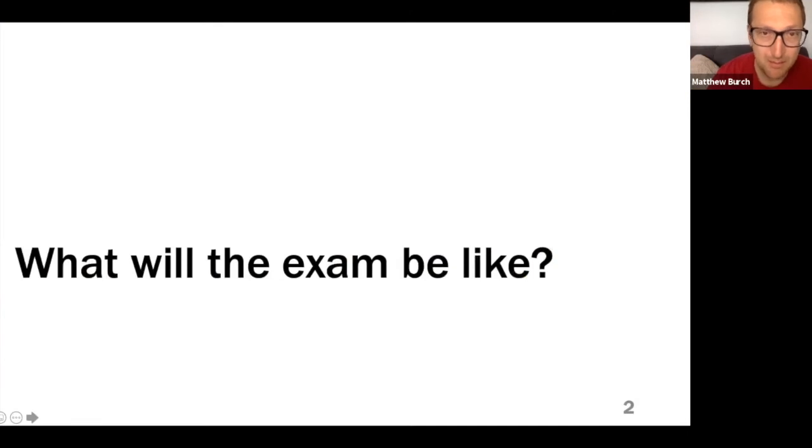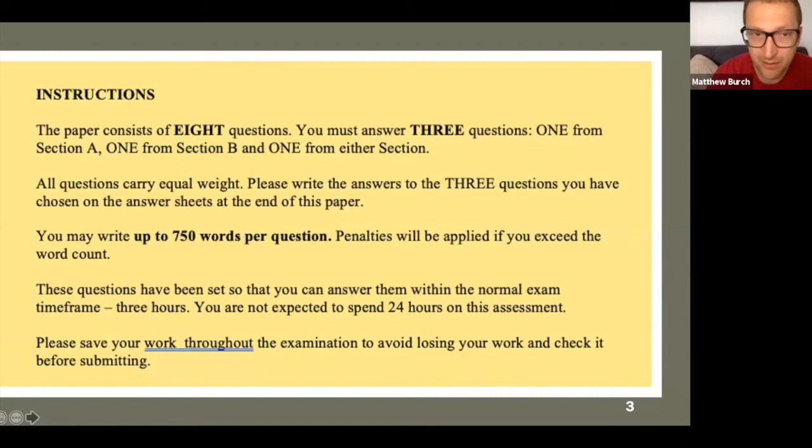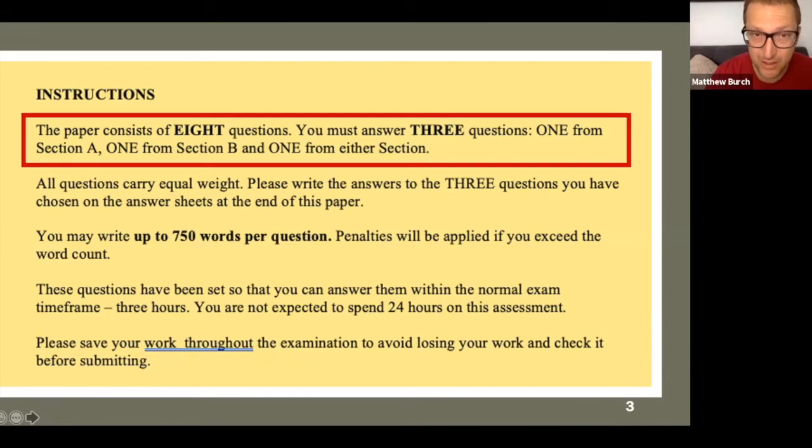Okay, so what will the exam be like in terms of its actual format? It's a take-home exam, first of all, so you don't have to go anywhere to take it. You're going to take it from the comfort of your own home. And here are the instructions that you're going to encounter when you get the actual document. So the paper is going to consist of 8 questions. You don't have to answer all 8. You only have to answer 3 of them.